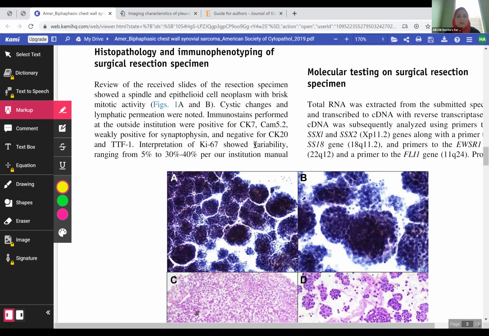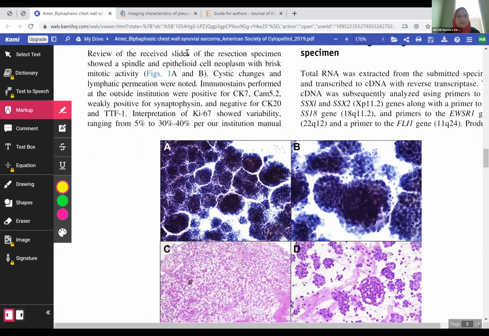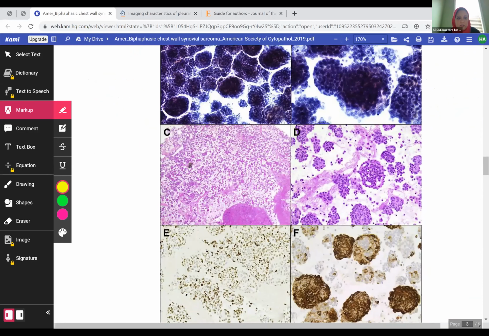What was the immunohistochemical staining? All right. So here I describe it as being a spindle and epithelioid cell neoplasm. And let's see.